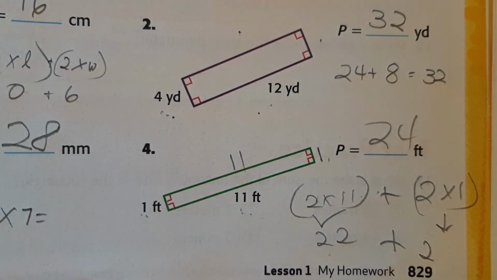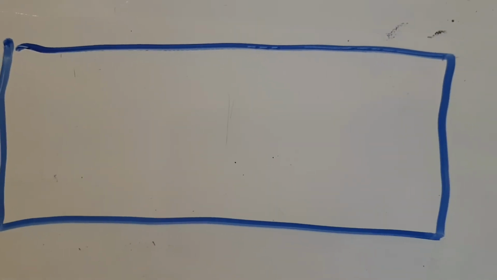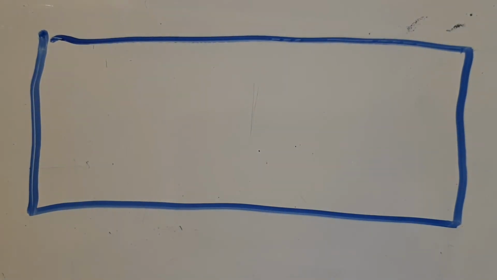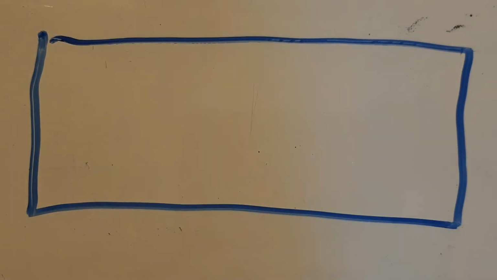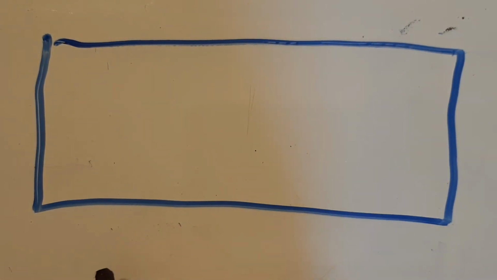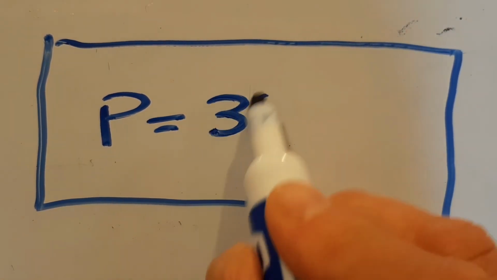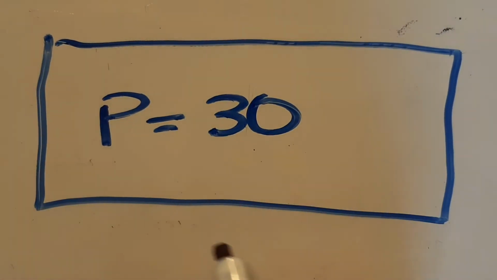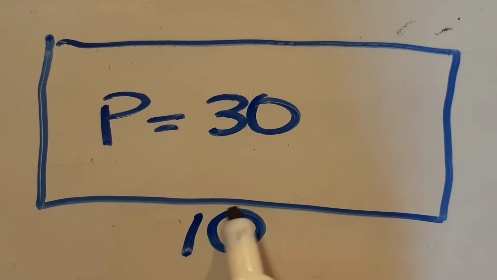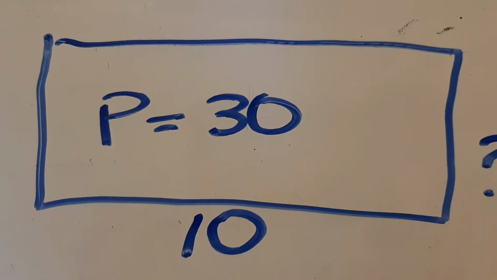Now I want to show you one more thing. Let's say they give you the perimeter and one side. How do you figure out the other side? So let's say the perimeter of this one equals 30. I'm just going to put that in the middle so you can see it. The perimeter equals 30. And I'm going to tell you that one side is 10. What's that other side here?